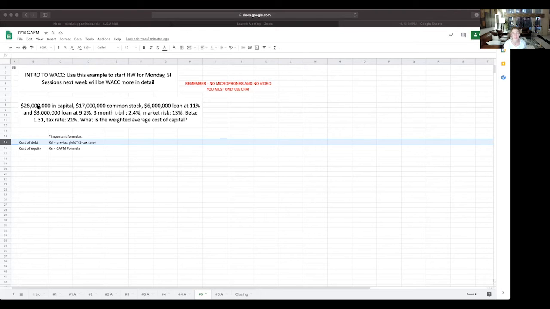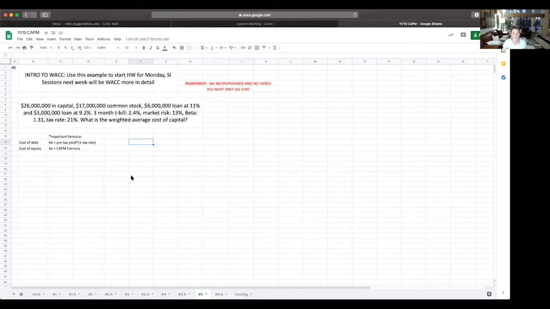So at first glance, you might see there's a lot of numbers and it might be a little intimidating, but it's actually a lot easier than you think once you start doing them. So we're just going to break it down and go step by step on how you would approach it. So the first thing to do is to label out what you have. So you have 26 million in capital. That's going to end up being your total. Your capital is everything that you have.